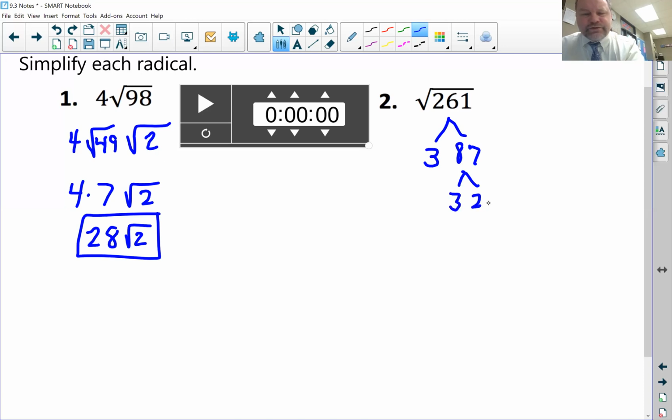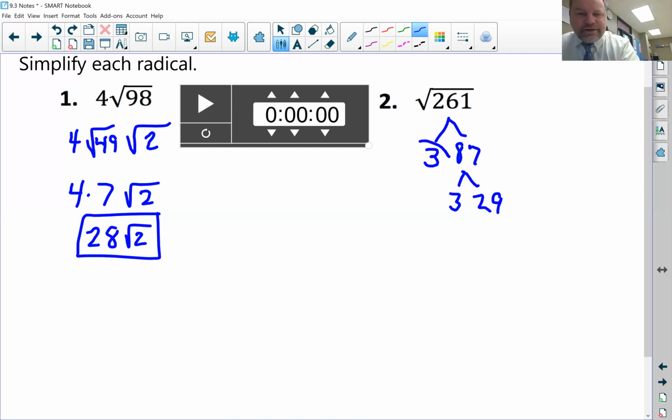and 29, I think is right. I'm going to try to rewrite it so that it doesn't look like 79. Okay. 29 is a prime number. It is only divisible by 1 and itself. So I'm done. That's the factor tree.